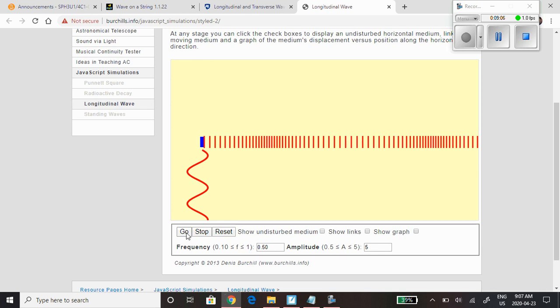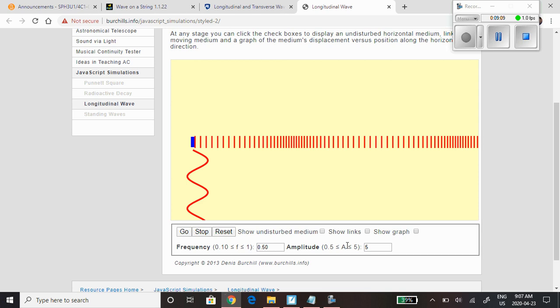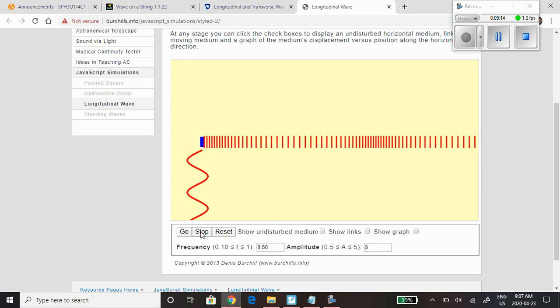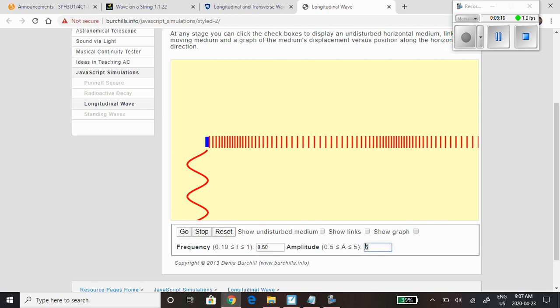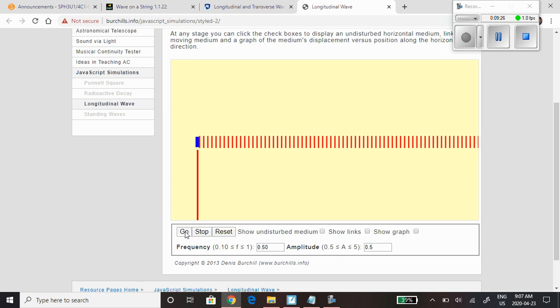Let's let it go because I changed the amplitude. All right, so let's stop that and let's go to an amplitude of 0.5. Let's see what that does, and we'll reset and go. Very small, see? The compressions and rarefactions are hardly noticeable there, but they're there. And look how tiny the crests and the troughs are, right? Here's a tiny crest, tiny trough because we changed the amplitude.